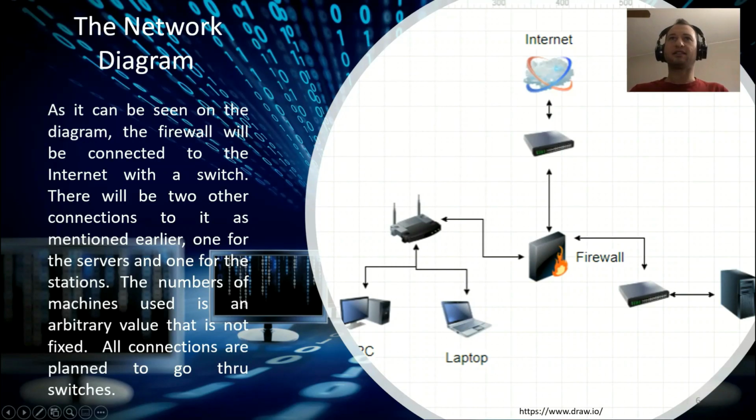Here is the network diagram. As you can see, the firewall connects to the internet. On the left are the workstations, which can be a laptop, PC, or whatever. On the right is the segment for the servers.